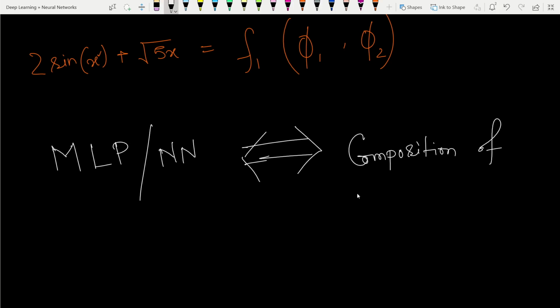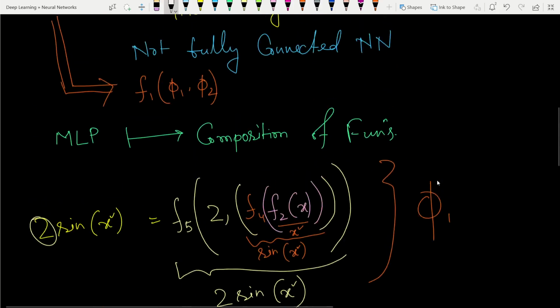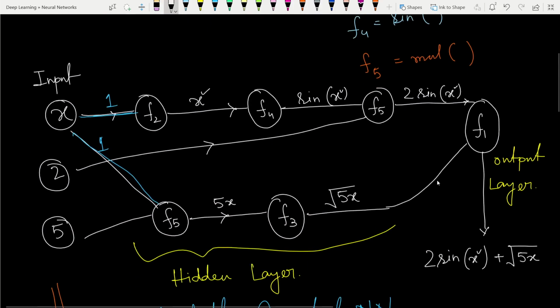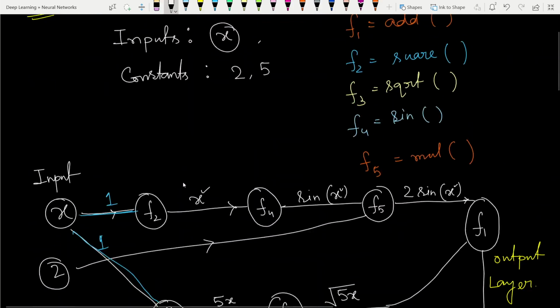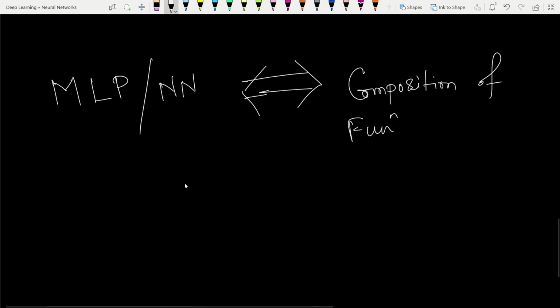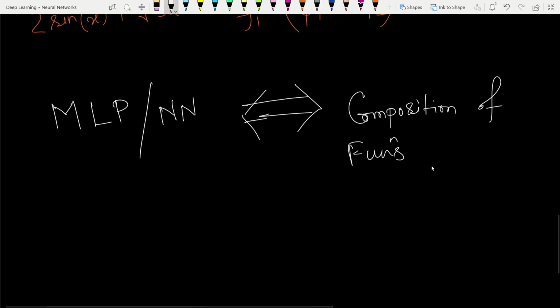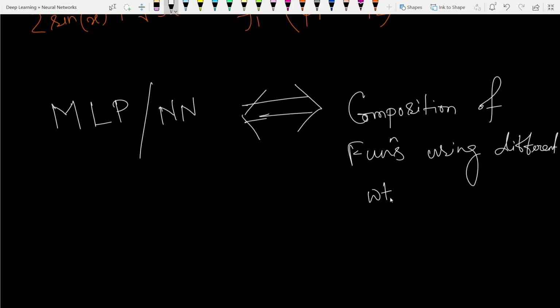Compositions of functions using different weights. We introduce here a weight in each function, a simple one, to keep it simple. But in the real world this is not always one. There are lots of different weights, and our job is to predict those weights, as we have seen previously. Compositions of functions using different weights. That's the simplest thing.